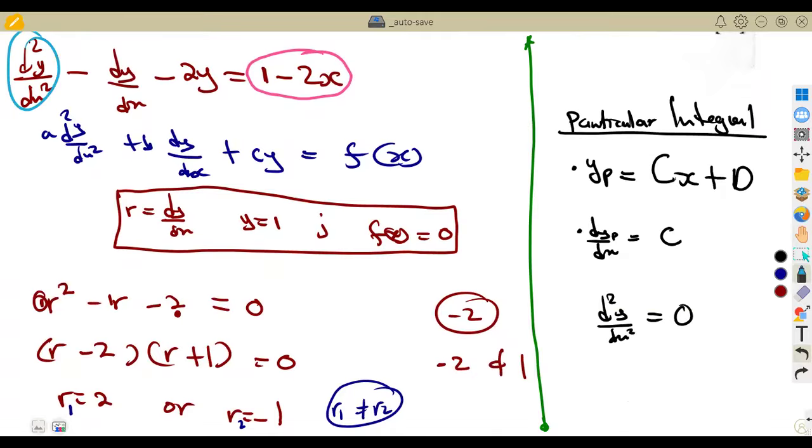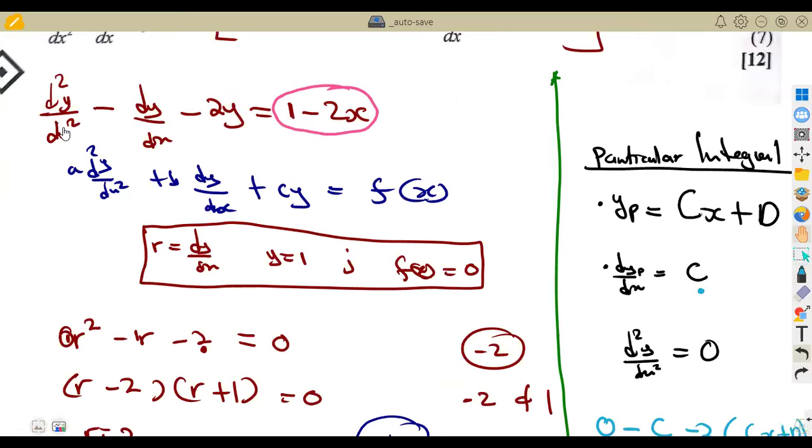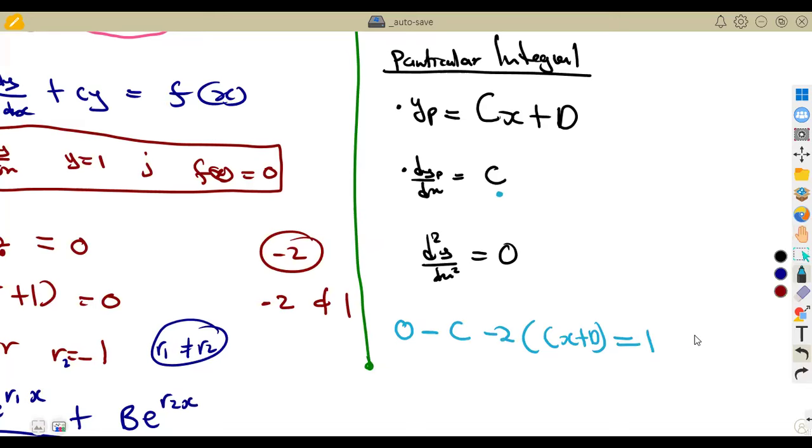This is the second derivative, which is 0 in this case. So that's 0 minus dy/dx. What is our dy/dx? It's C. So it's minus C, minus 2y, which is minus 2 times y. What is y? Y is equal to Cx plus D. So it's minus 2 times (Cx plus D), like this. We substituted on the left-hand side, but it gives us exactly what we have on the right-hand side, which is 1 minus 2x. So this is equal to 1 minus 2x.